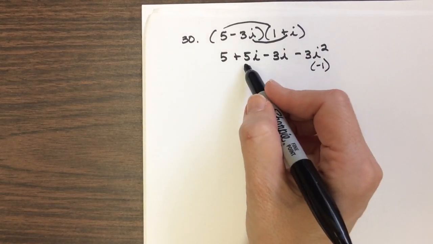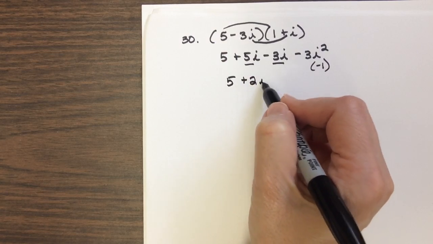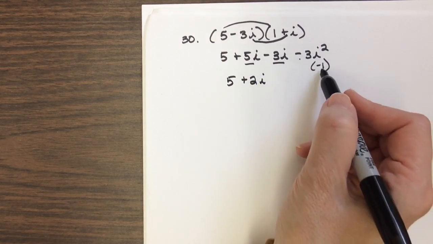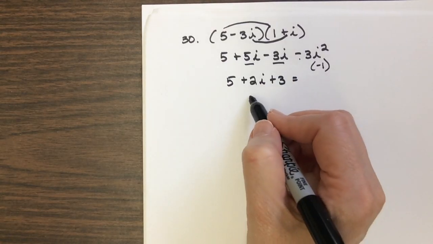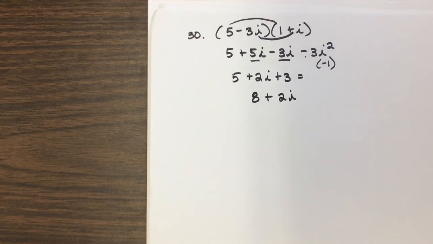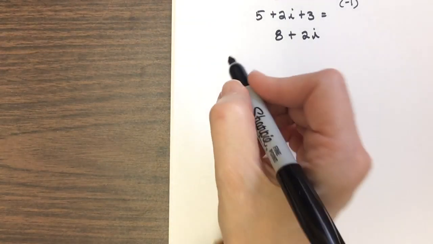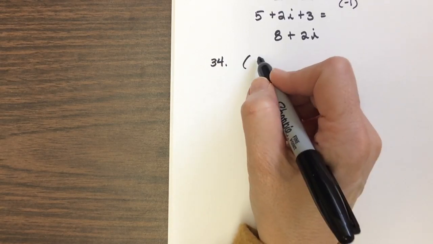Alright, so combining my like terms here, I've got 5 plus 2i, and then a negative 3 times a negative 1, which is a positive 3. So this is all going to simplify to 8 plus 2i. Okay. Alright, I want to work 34 even though it's still just a product.